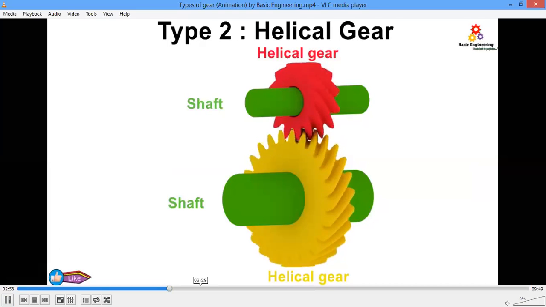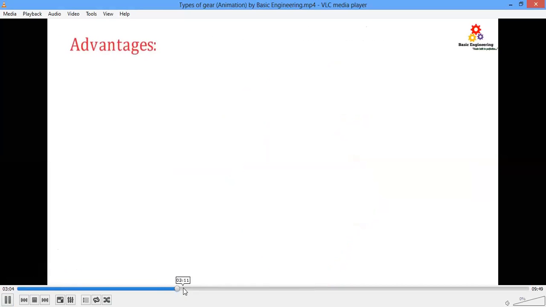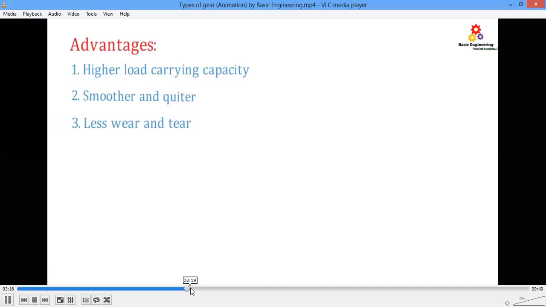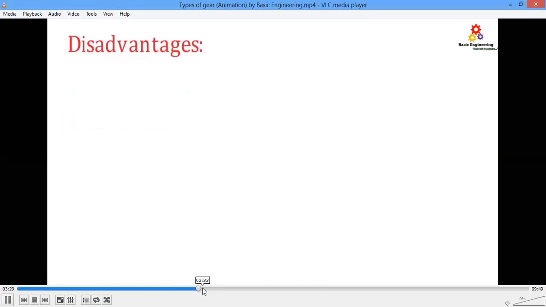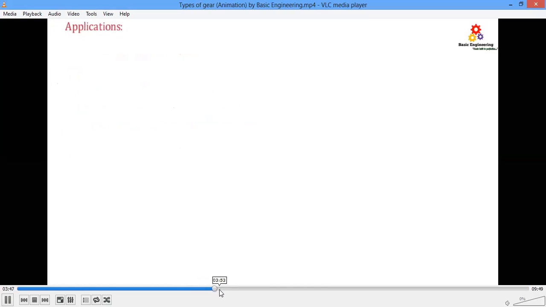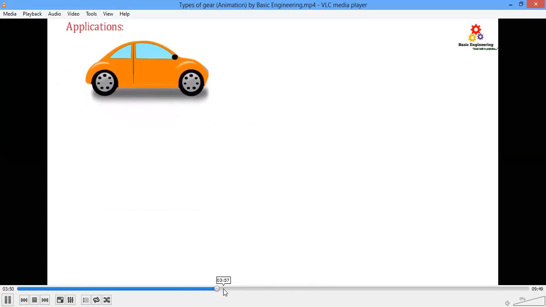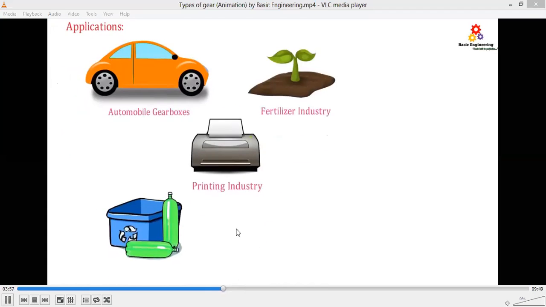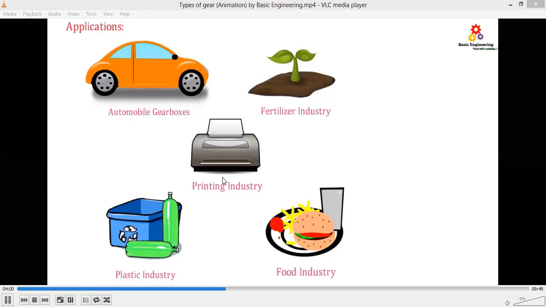The load is going to be distributed onto the gear teeth. It has higher load carrying capacity, is smoother in operation, with less wear and tear also, because there's almost point contact, and constant output. Disadvantages: it's costlier than spur gears because it's a little more difficult to manufacture. As it slides, more heat is generated also. It's used in gearboxes, the gears in automobiles. Many other applications are also there, in the printing industry, in printers, and so on.